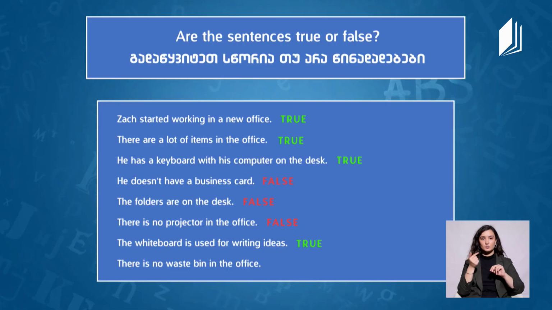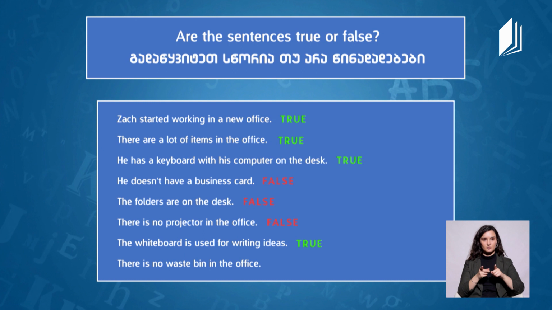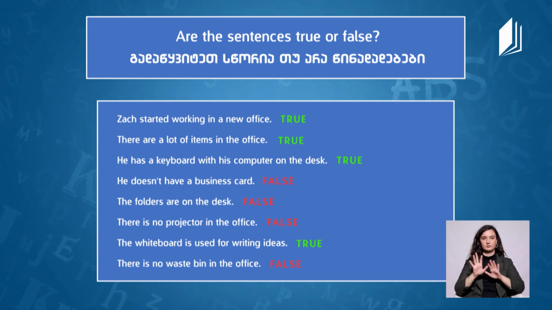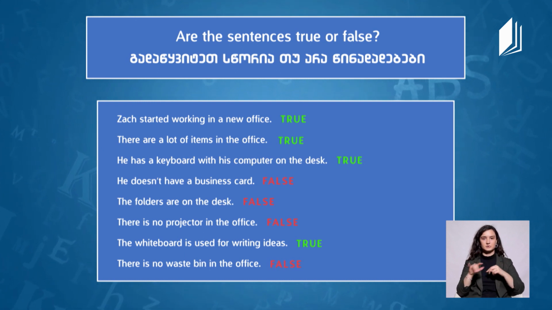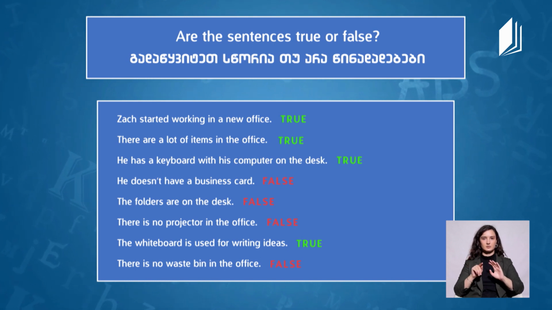Well done, Zach. And the last sentence here, there is no waste bin in the office. Is it true or false? Oh, that's false because where would you put all of the garbage? So it is false. Well done, Zach. So now it is time for the grammar section where we will discuss the there is and there are.